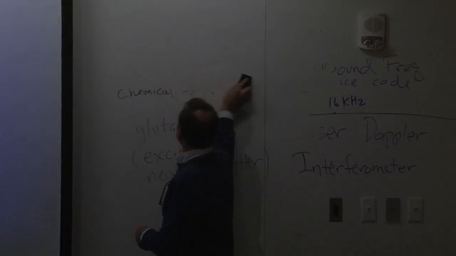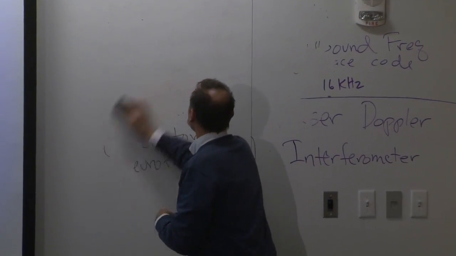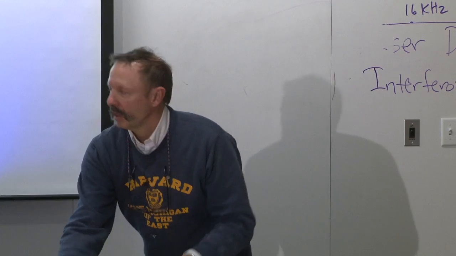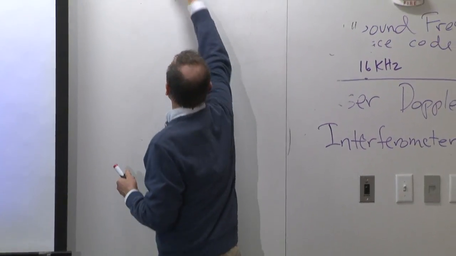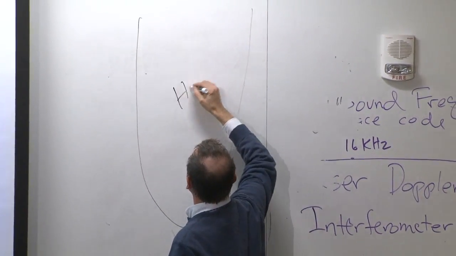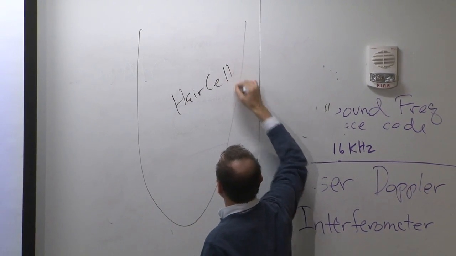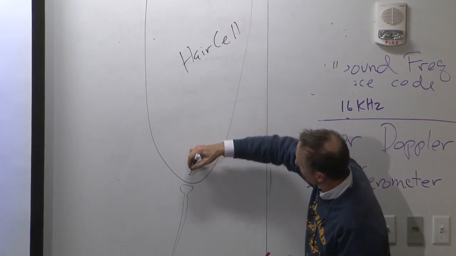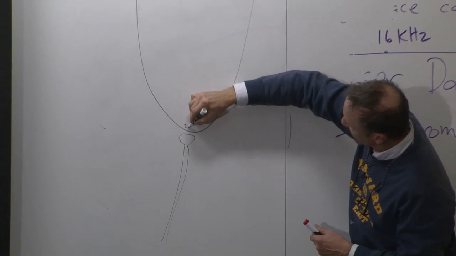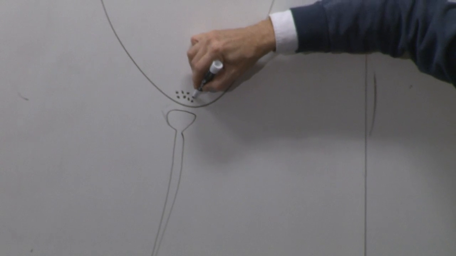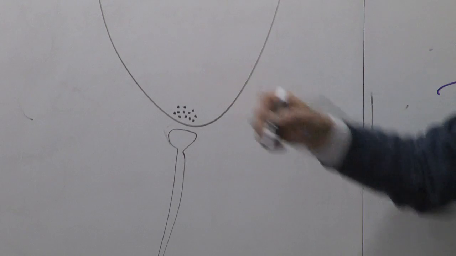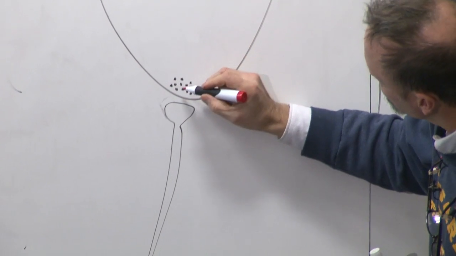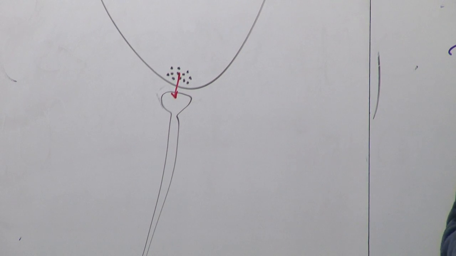Well, if you look at them in the electron microscope, I'll just draw a quick diagram. Here's the hair cell. Here's a nerve terminal coming up. And here's a whole bunch of synaptic vesicles in the hair cell, ready to be released when the hair cell is stimulated with sound. Obviously, the transmission is going that way.